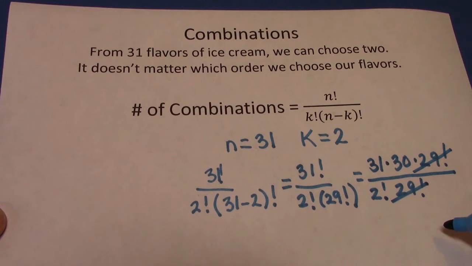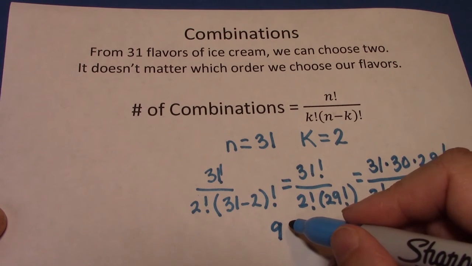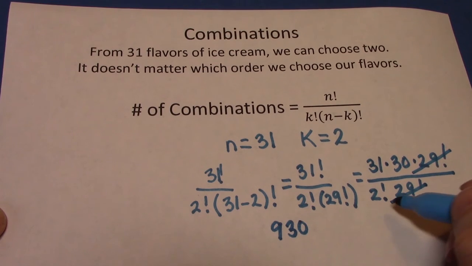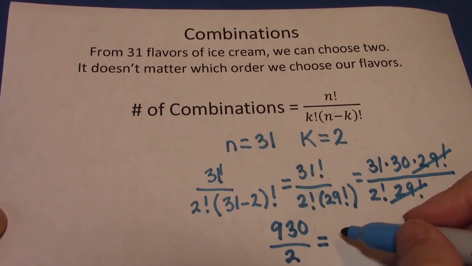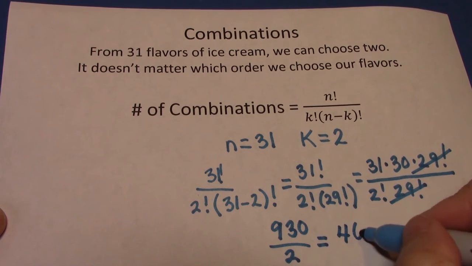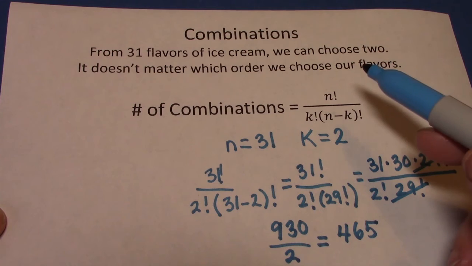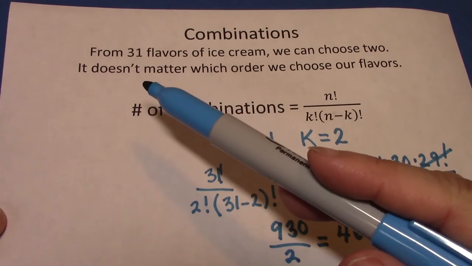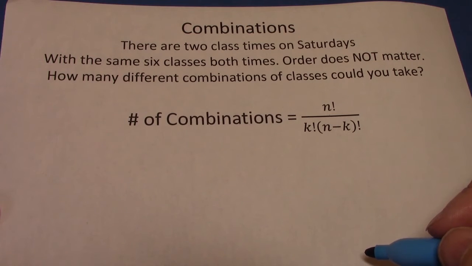So 31 times 30 is 930. And of course 2 factorial is 2 times 1. That's just 2. So when we divide that out, we get 465, and we find that there are 465 different ways to combine 2 flavors of ice cream out of 31. Let's do another example of combinations like that.